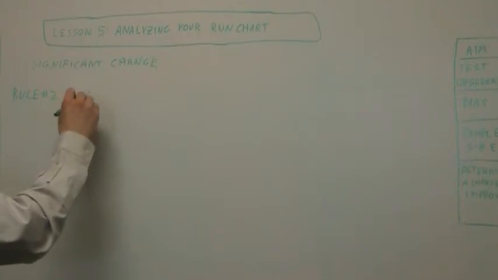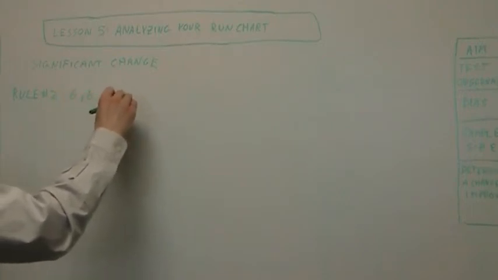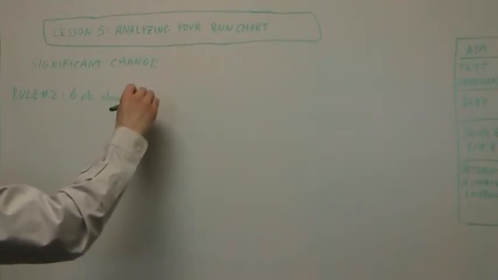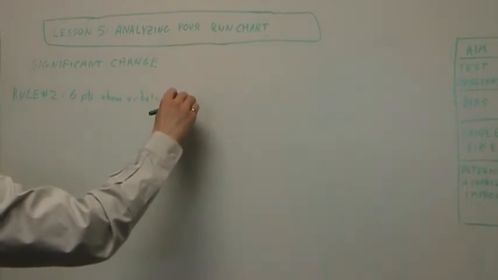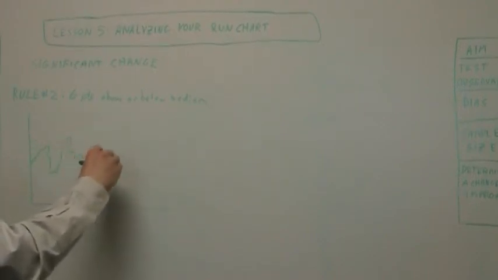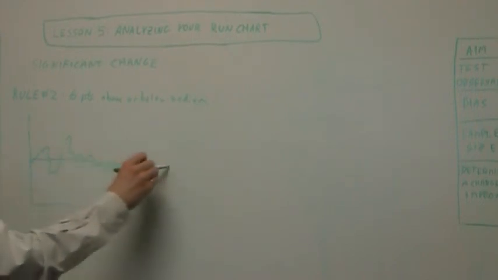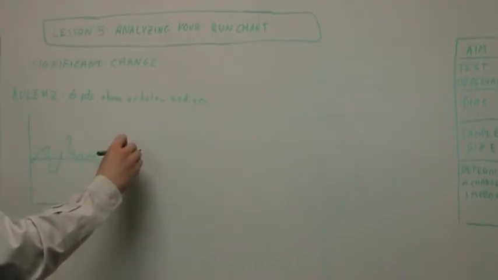Rule number 2 states that 6 consecutive points above or below the median are a significant change. So if you have your baseline data, looks like that, you've got your median, and then you have 6 points above.